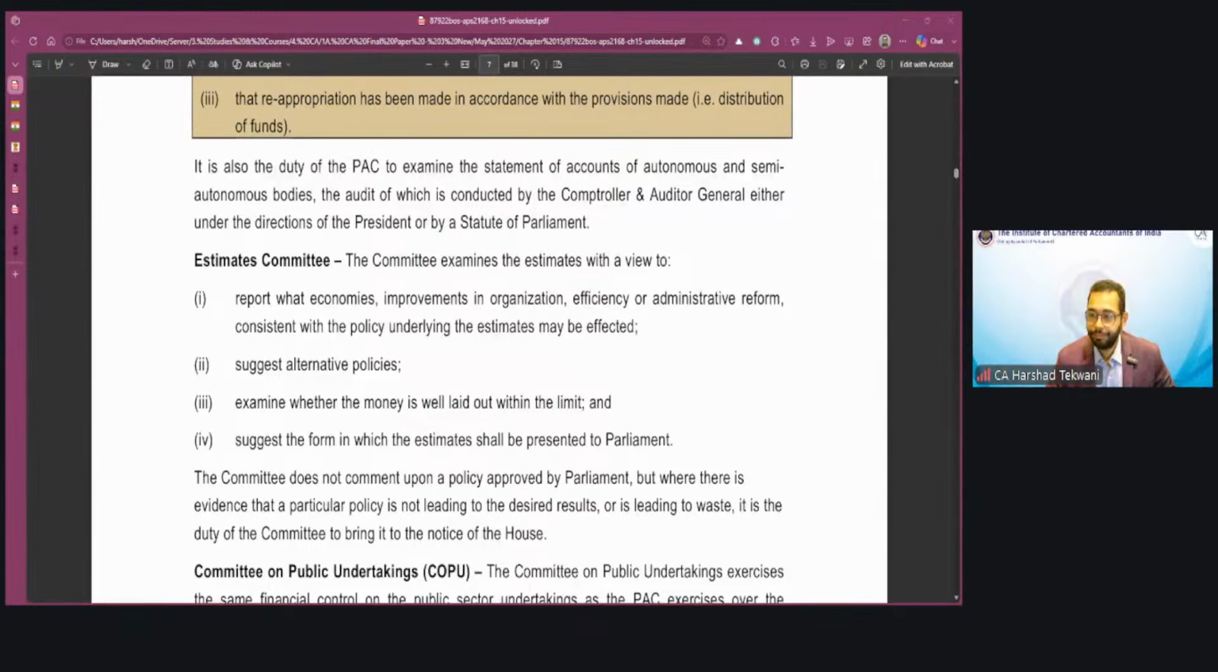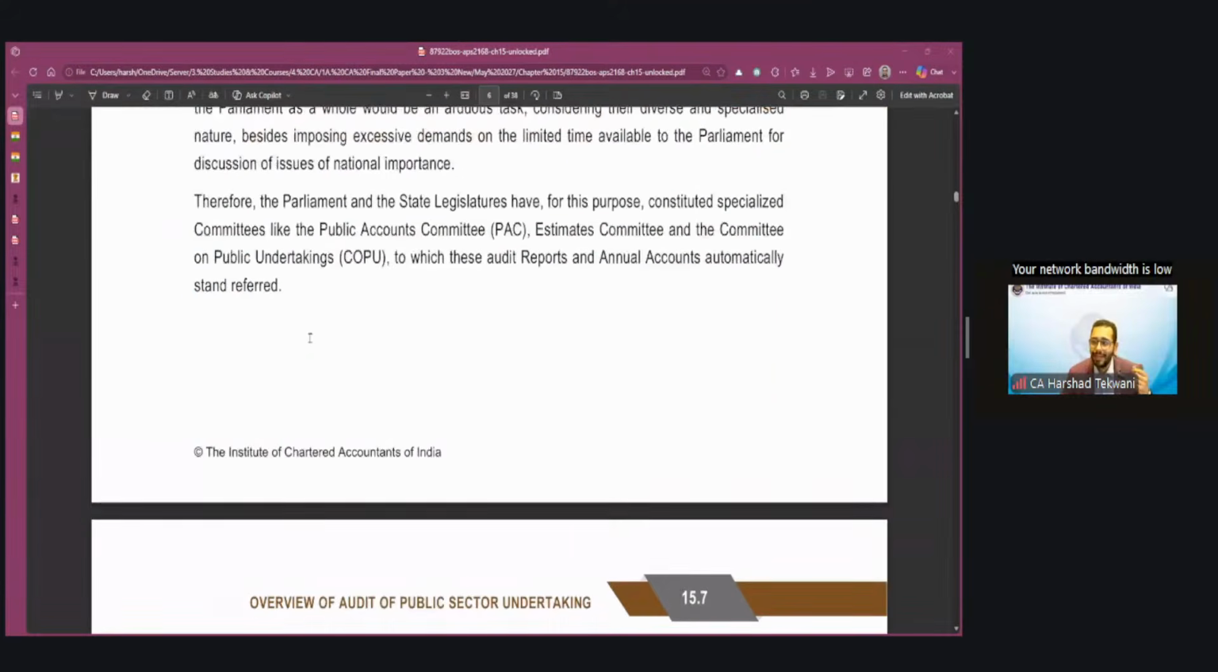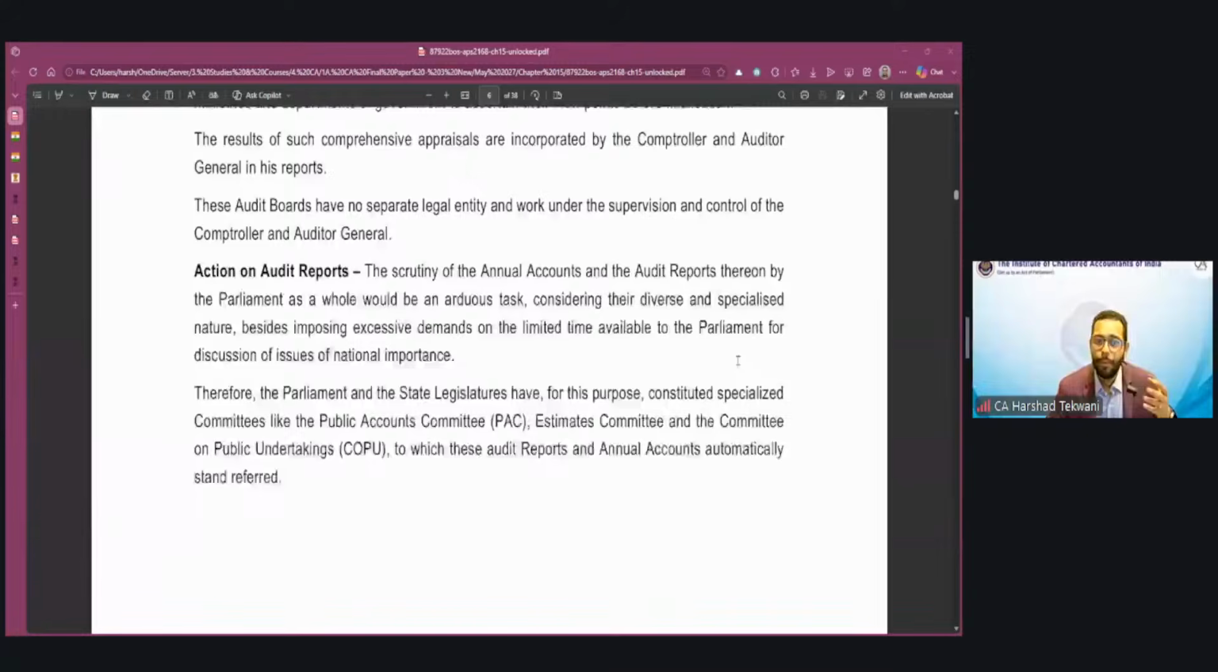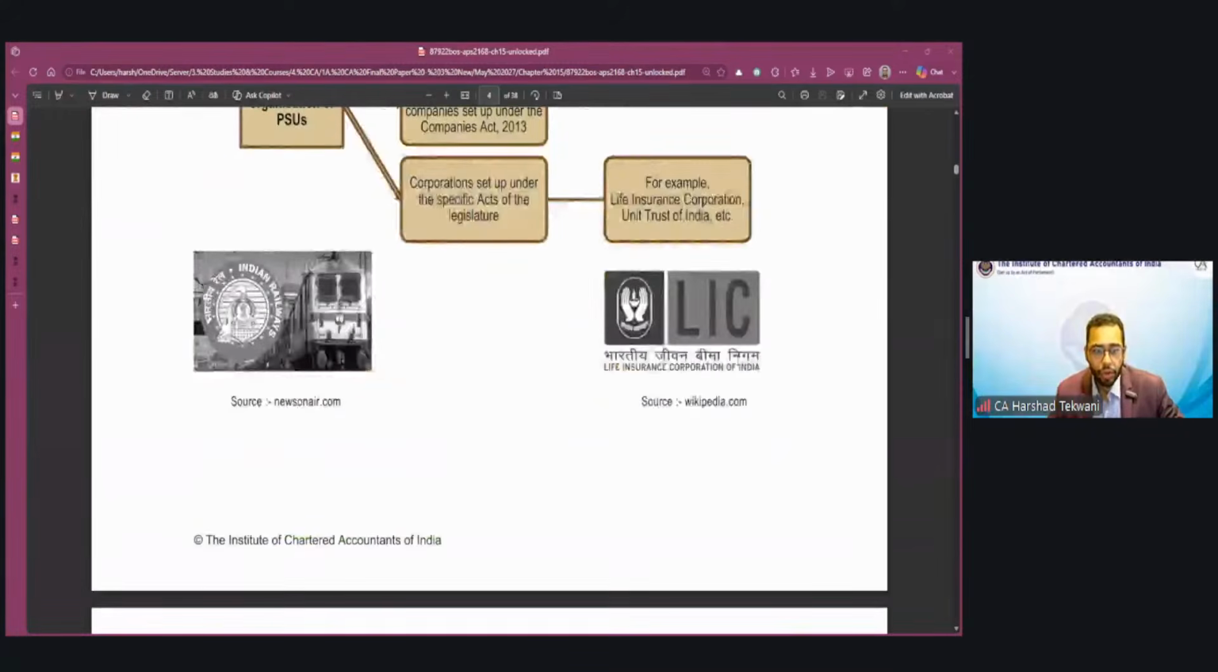Hello everyone, welcome back. Let's continue the discussion. So we are talking about the next type of audit. We will go and understand the next type of audit. This is a very important audit. Okay, so the next audit is the performance audit.